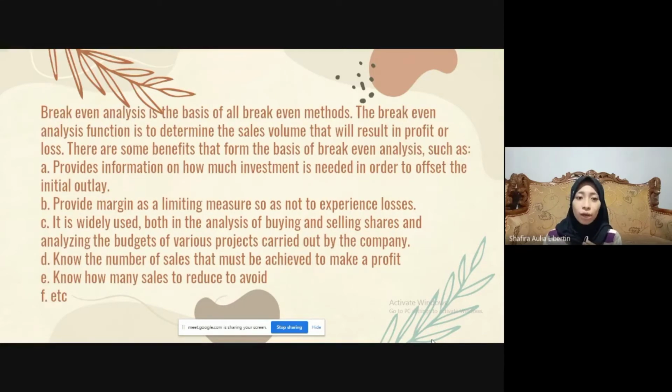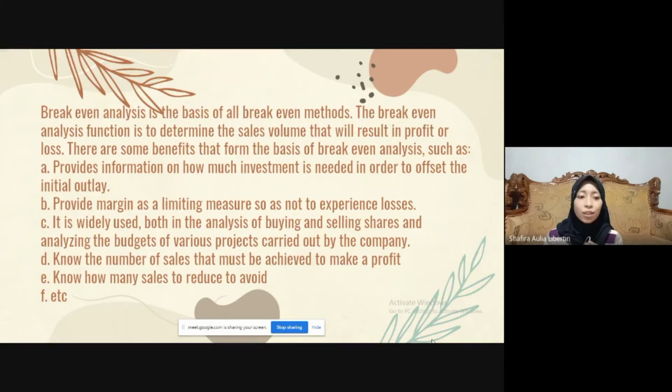Next we talk about the benefit of break-even analysis. Break-even analysis is the basis of all break-even methods. The break-even analysis function is to determine the sales volume that will result in profit or loss. There are some benefits that form the basis of break-even analysis, such as providing information on how much investment is needed in order to offset the initial outlay, and providing margin as a limiting measure so as not to experience losses.